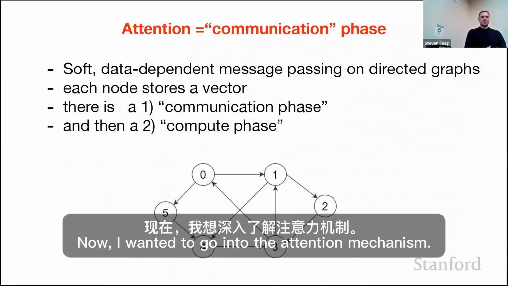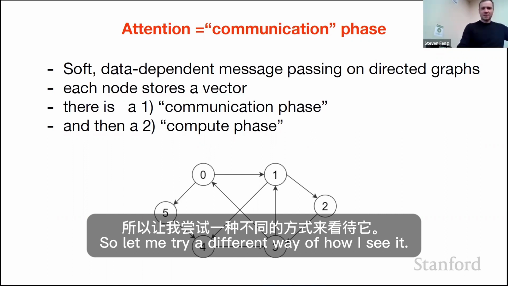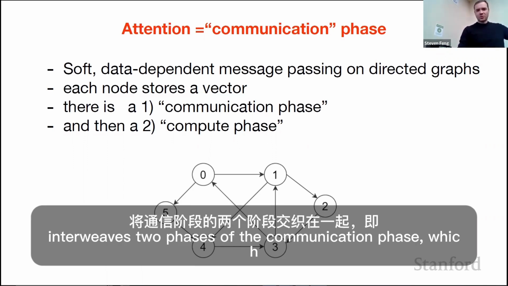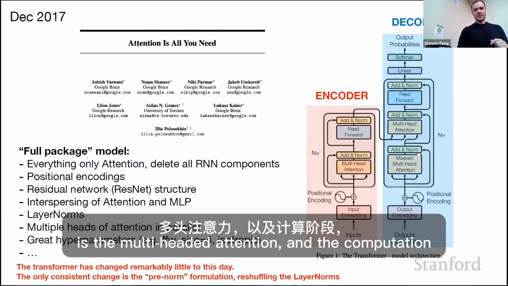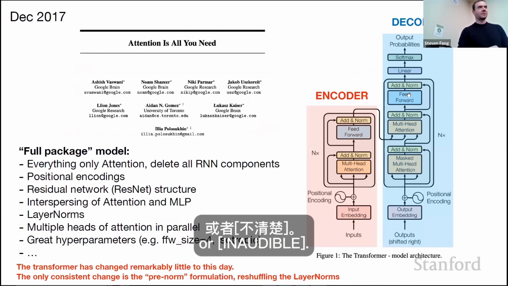Now, I wanted to go into the attention mechanism. The way I interpret it is not similar to the ways that I've seen it presented before, so let me try a different way of how I see it. Basically, to me, attention is kind of like the communication phase of the transformer. And the transformer interleaves two phases: the communication phase, which is the multi-headed attention, and the computation stage, which is this multi-layer perceptron or feed-forward.